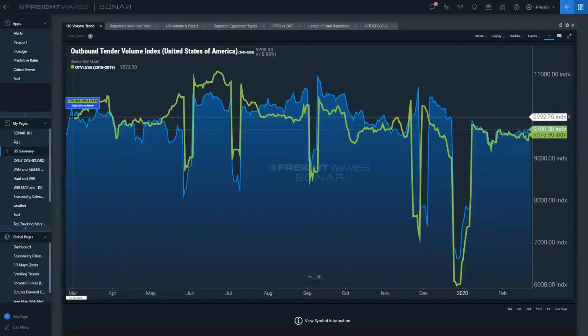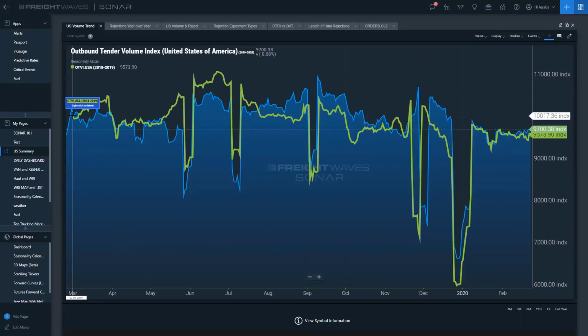Our volume index started on March 1st, 2018, and it was indexed at 10,000. This is 10,000 basis points. So this is not 10,000 loads. This is just an index. It's a baseline that we created on March 1st, 2018.